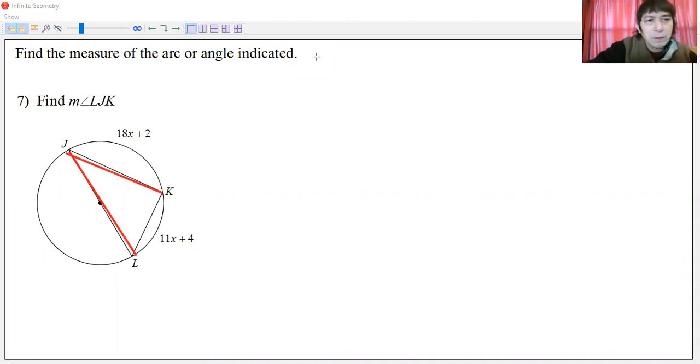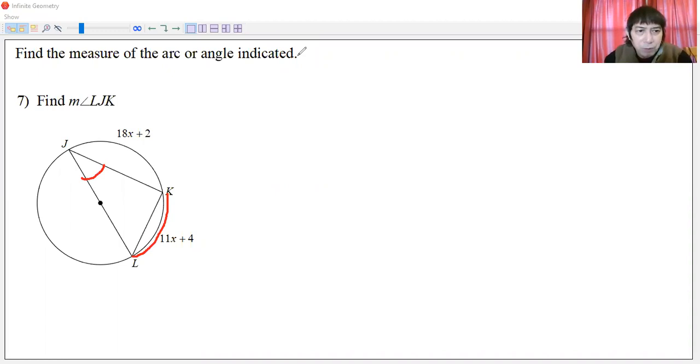Let's just put a mark, this angle here. That's LJK. What should be the measure of that angle? The way to do this is to get the measure of the arc first, this arc, and then half of that arc will be the measure of angle LJK.